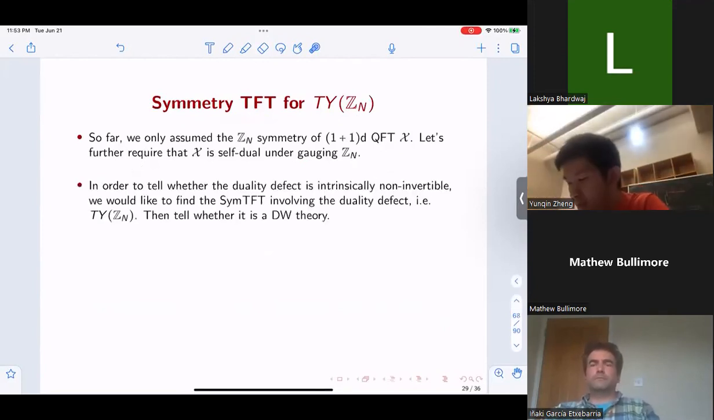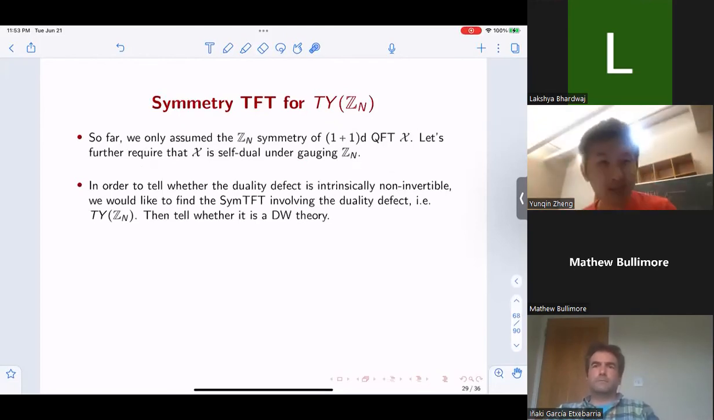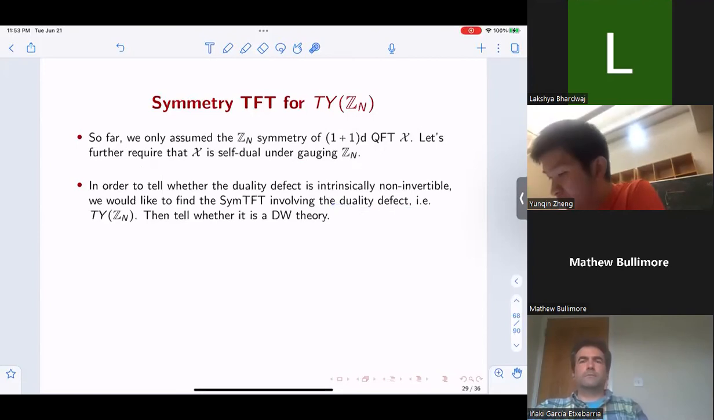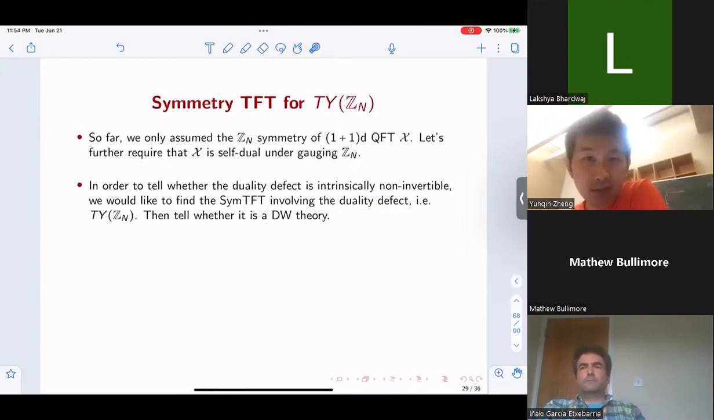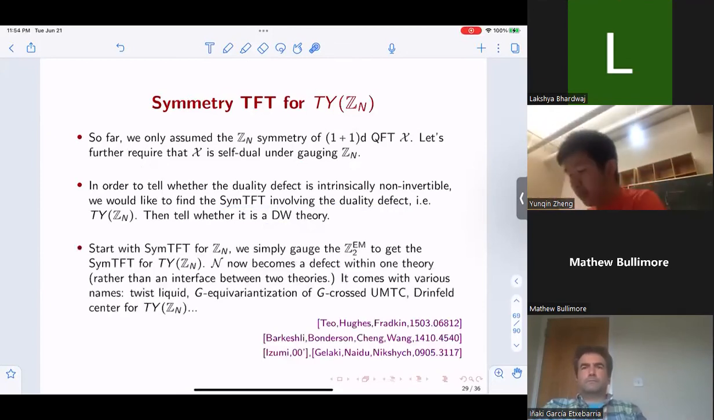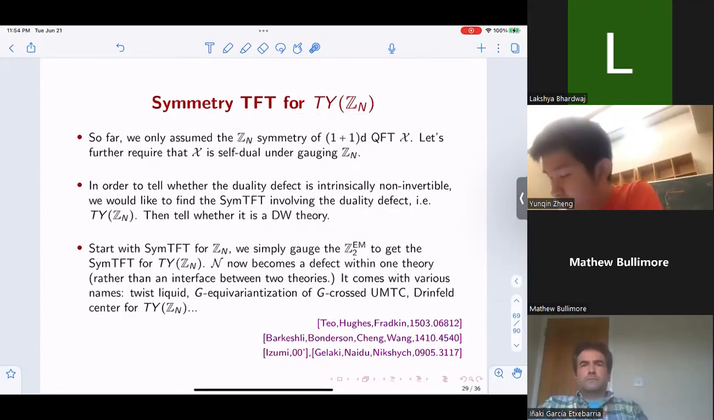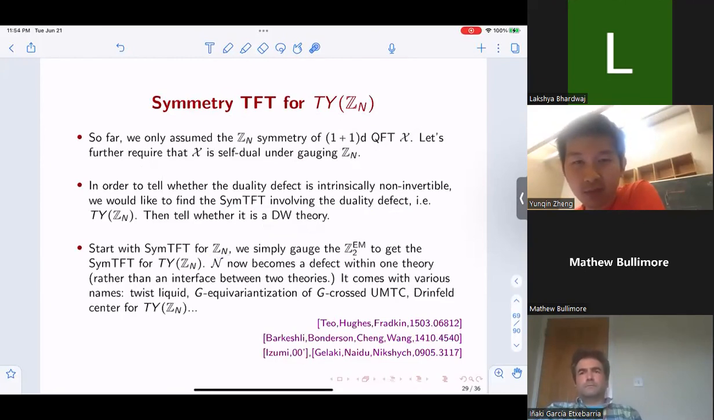In order to tell whether the duality defect is intrinsically non-invertible, as I said, we would like to find the symmetry TFT involving the duality defect and just check whether the symmetry TFT is a Dijkgraaf-Witten theory or not. So here's the claim. In order to find the symmetry TFT for this Tambara-Yamagami of Zn, we just start with the symmetry TFT for Zn, which is the Zn gauge theory, and then we simply gauge the EM global symmetry, the zero-form global symmetry.